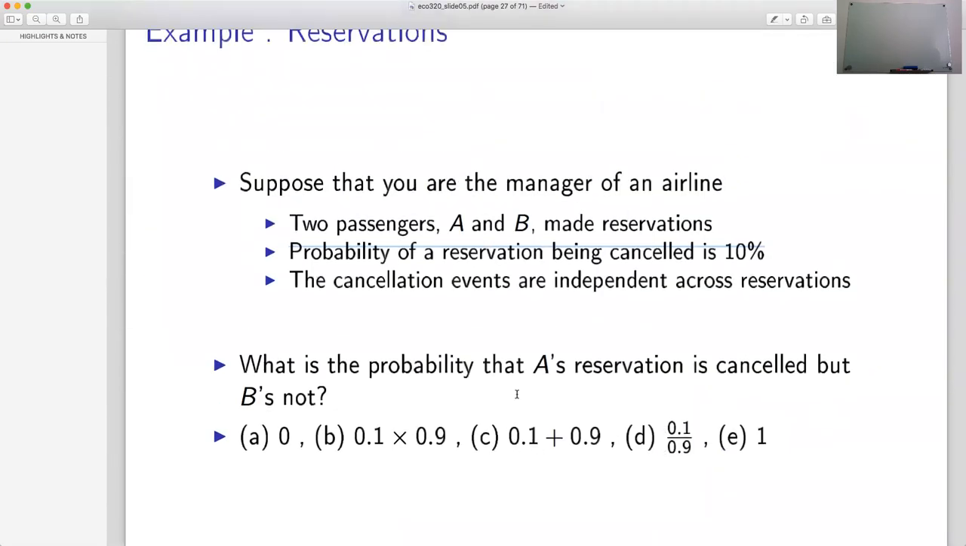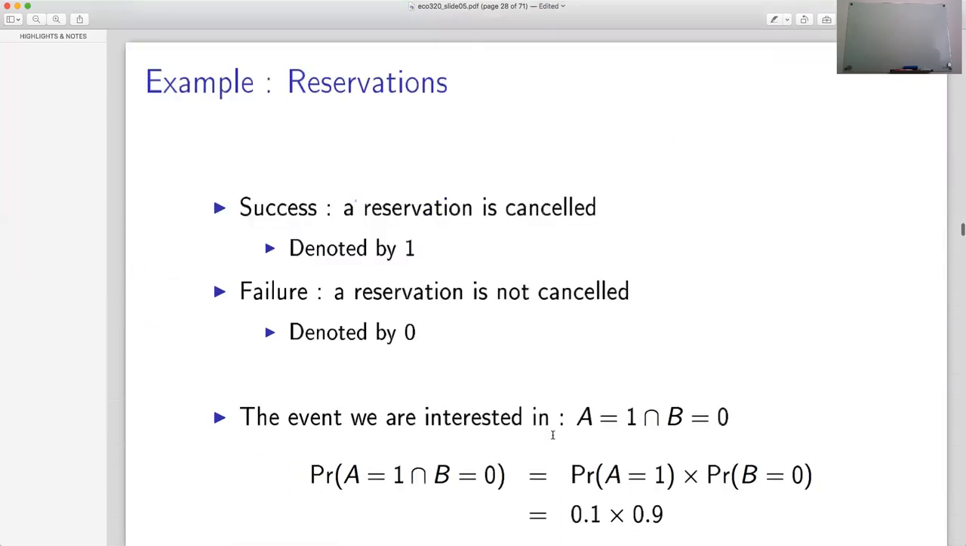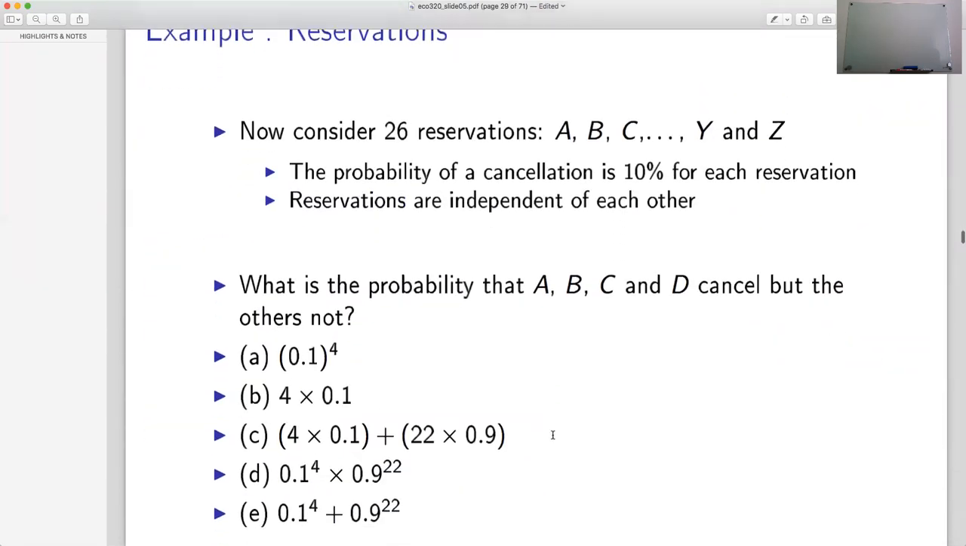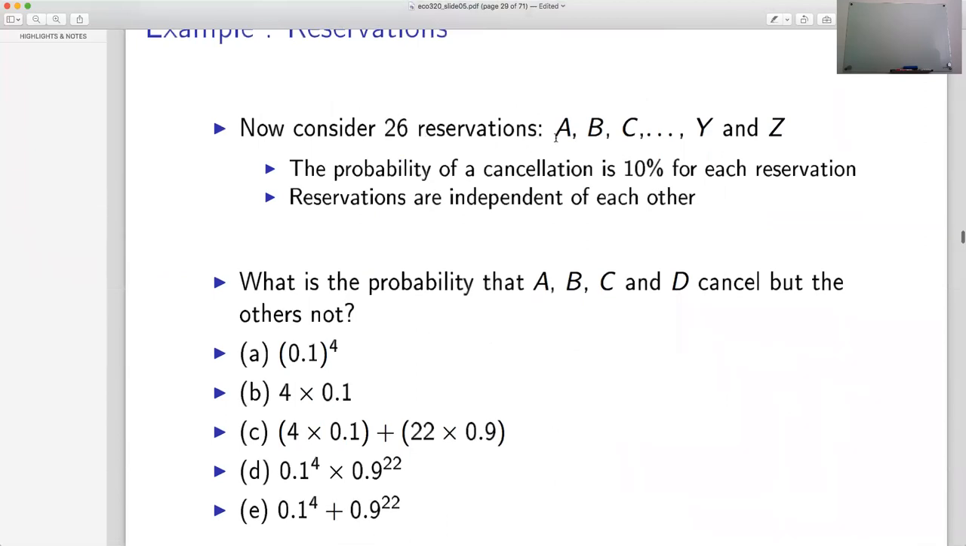I mean, one can ask, what is the probability that A's reservation is canceled but B's is not? Somebody would say, isn't it just 0.1, because A's reservation is canceled? But you should take into account B's reservation as well. That is what we discussed briefly last time. So now consider 26 reservations, A through Z. The probability of cancellation is still 10% and still independent.